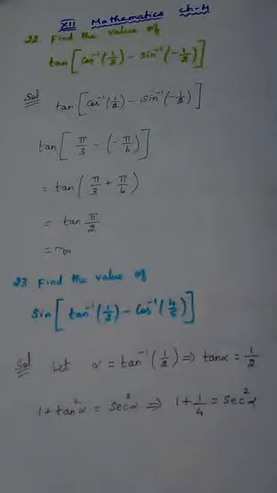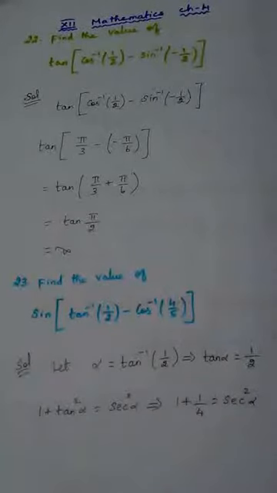Then we moved on to the cos inverse function, that is, the inverse cosine function, or cos inverse x. There also we discussed its domain and its range, and we solved a few problems. Then we moved on to the third inverse trigonometric function called tan inverse x, otherwise called the inverse tangent function.